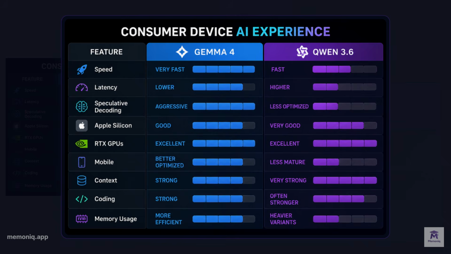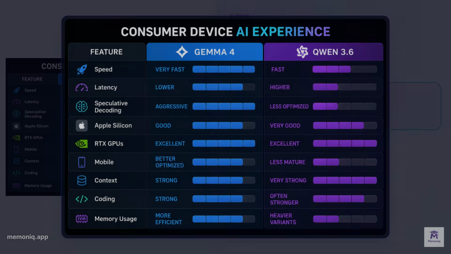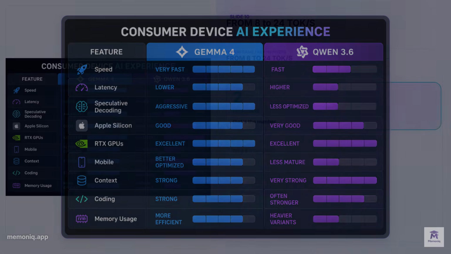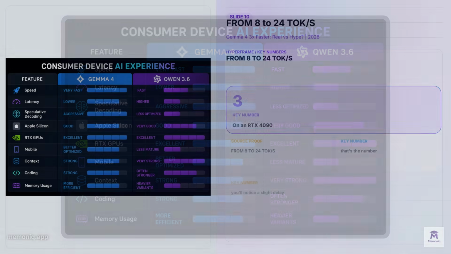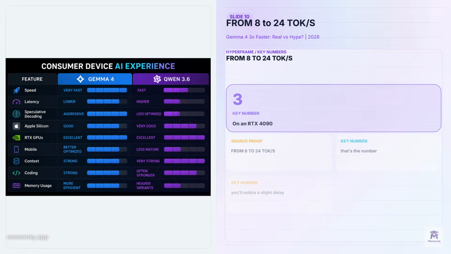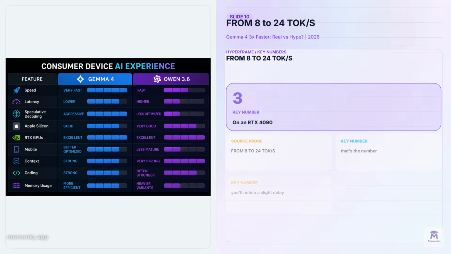For context, the average person reads at about 10 to 15 tokens per second. So 24 tokens per second means the model is outpacing your reading speed. That's the gold standard for chat. You're never waiting. On an RTX 3090, expect roughly 15 tokens per second. That's right at the threshold of reading speed. For a chatbot, it's fine. For a coding assistant where you want instant completions, you'll notice a slight delay, but it's totally workable.